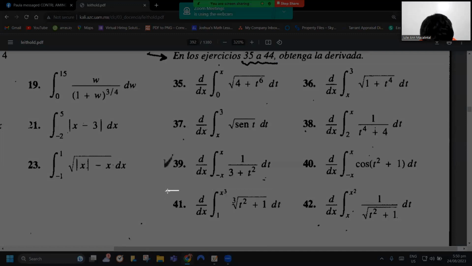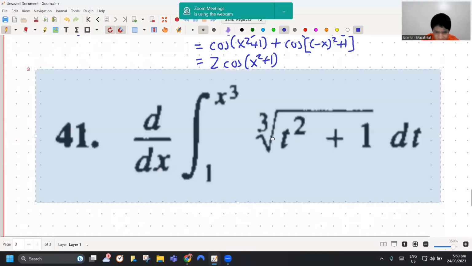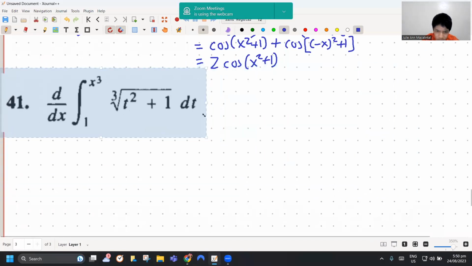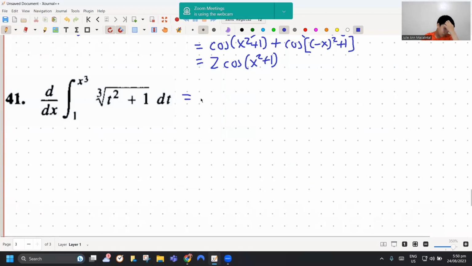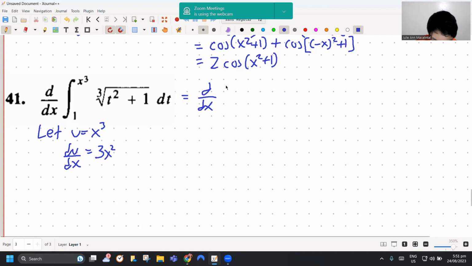Yung cube root. So 1 to x cubed of cube root of t squared plus 1 dt. So cube root of... d/du.